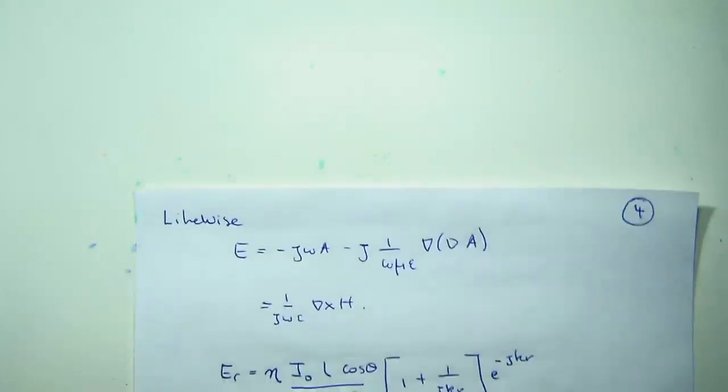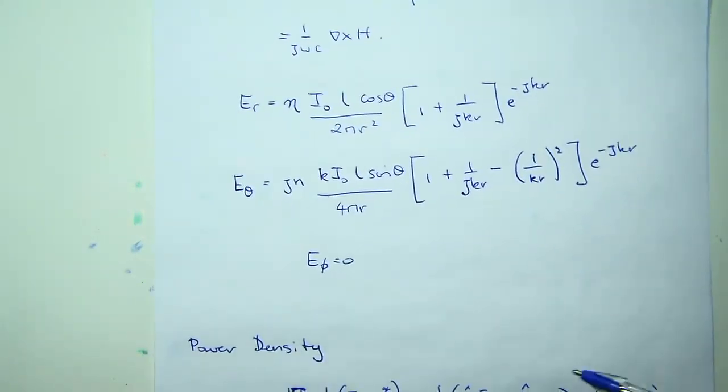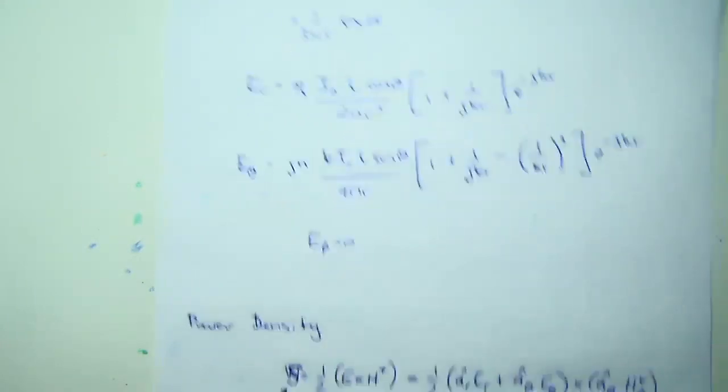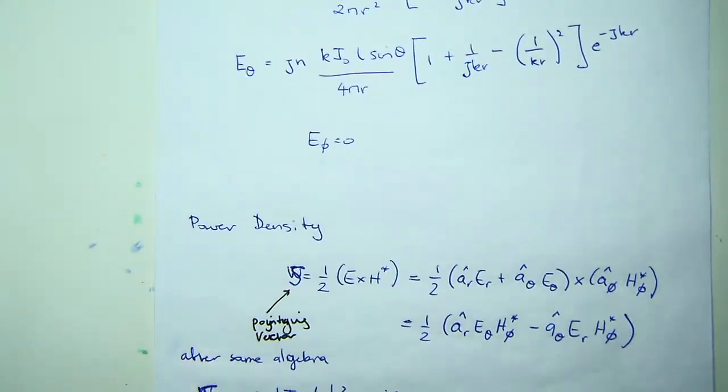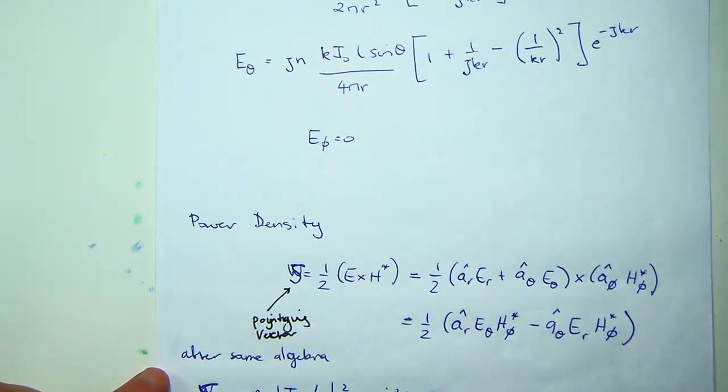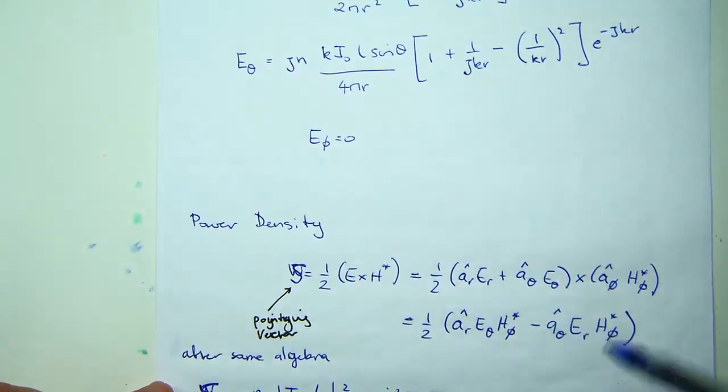Then we went through the process of having defined the Poynting vector, which is the power density. We defined the Poynting vector, we did some algebra, and we worked out the power density as a function of radius, and we saw there's an R squared and an R cubed component.